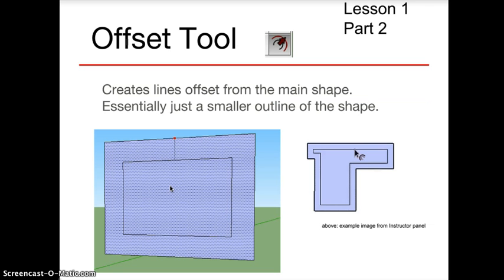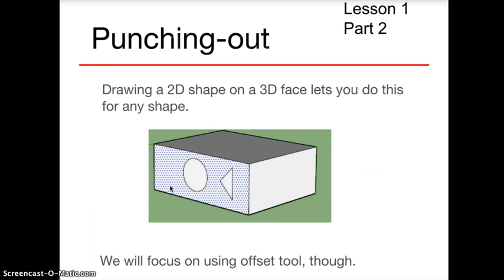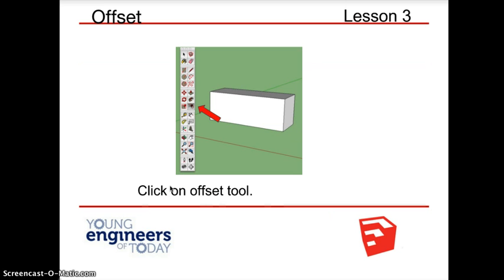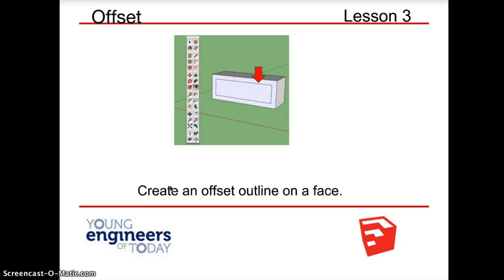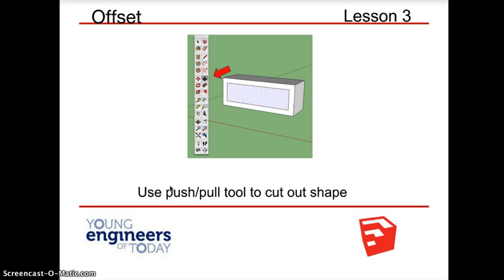Use the offset tool. Create lines offset from the main shape. And then what you can do, or you can draw 2D or 3D faces on objects. And then you will offset this. To use this offset tool, create an offset outline on a face. Then you will use the push-pull tool to cut out the shape.